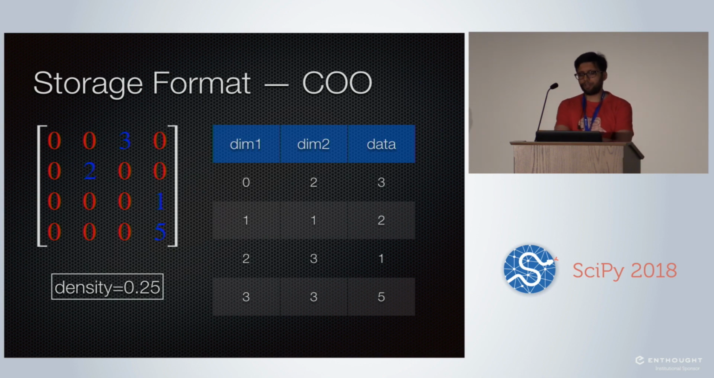Okay, so storage format. We talked about storing a sparse array, and the simplest format for n dimensions is the coordinate format. It can be easily generalized to n dimensions. For example, you can see in this matrix that the 3 in the top row has a row index of 0 and a column index of 2, and the data is 3, and similarly for all the other indices. We also say that the density of such a sparse array is 0.25 because 25% of the elements are non-null.